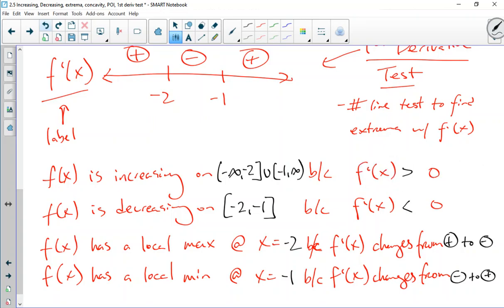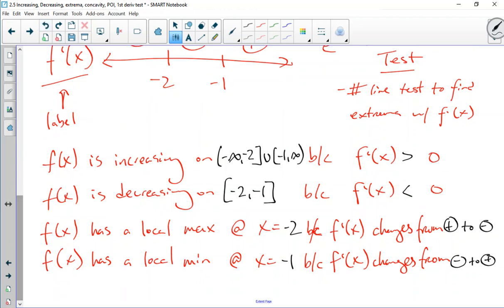F of x is increasing because f prime is greater than 0. So for all those things. And again, this is called the first derivative test, what we just did. Questions on that?